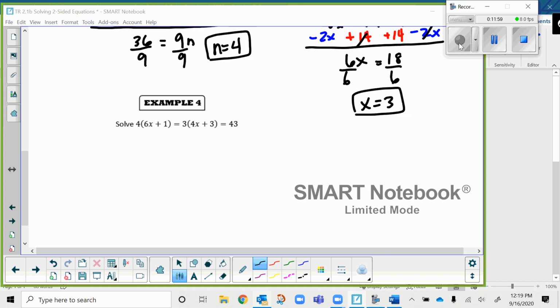This last problem has a typo in it. It should be a plus right here in front of the 43 instead of an equal sign. So pause the video and work it like that before you come back and see the solution.